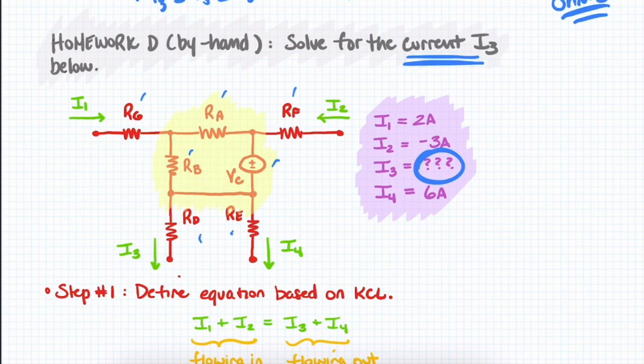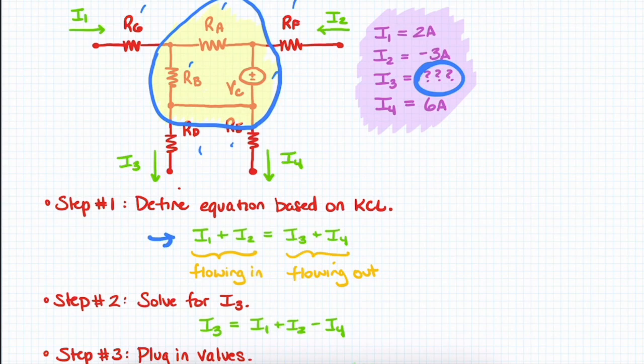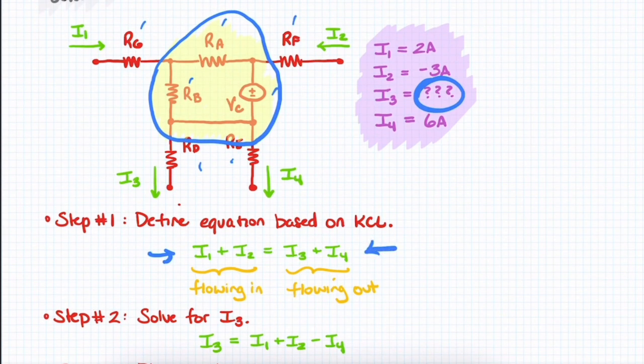However, remember we said that KCL applies to any node or sub-circuit. So if I take everything that's highlighted in yellow and circled in blue, and I consider that to be a single node, or a single object, we can simply apply KCL to this larger area as if it were a node. And that is what is shown right here. We have 2 currents flowing in, I1 and I2. We have 2 currents flowing out, I3 and I4. We know I1, we know I2, we know I4, we don't know I3.